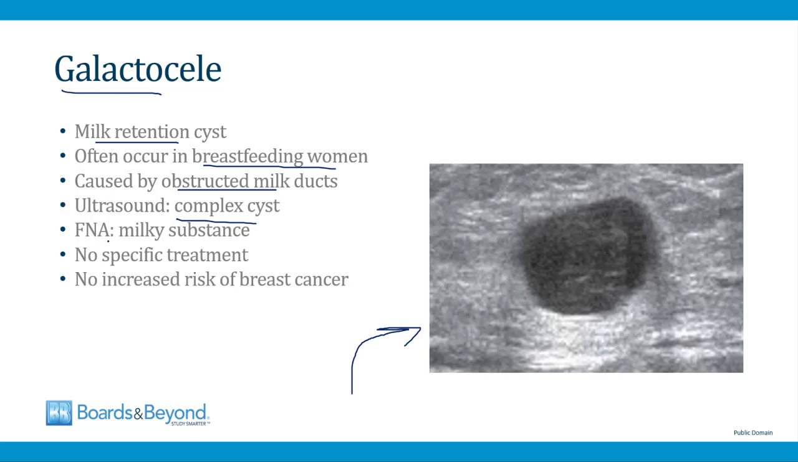And if you do a fine needle aspiration, you will see a milky substance. That's because these cysts contain breast milk. There's no specific treatment required, and this is not associated with an increased risk of breast cancer. It's a benign lesion caused by retention of milk. And that concludes our module on breast masses.